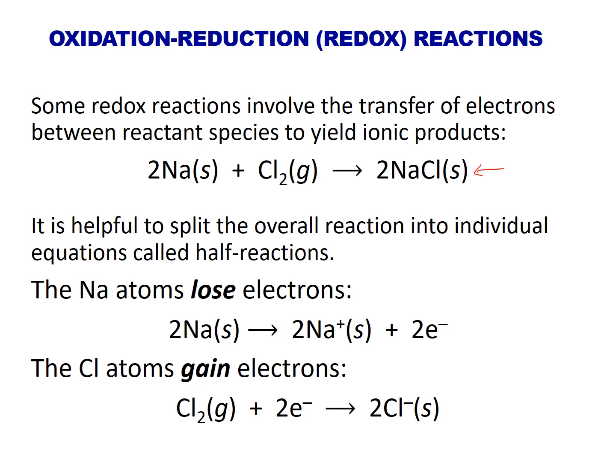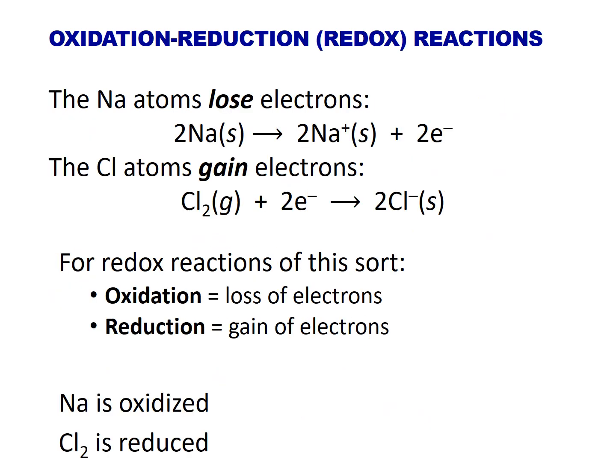We don't really see them, but we can tell because we start looking at the charges. Originally the sodium has no charge and the chlorine has no charge because it is in its elemental state. And then on the sodium chloride side, the sodium ion has the +1 charge and the chloride ion has the -1 charge. The sodium ion lost 1 electron to become positively charged, and the chlorine atom gained 1 electron to become a negatively charged chloride ion. If we split this reaction up into two parts, we call those half reactions.